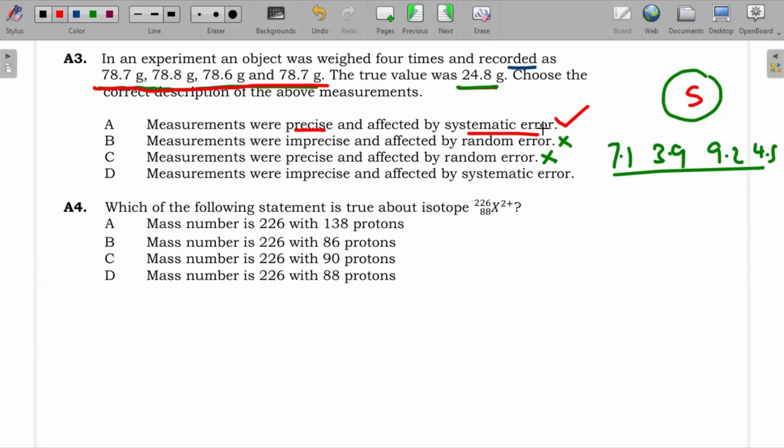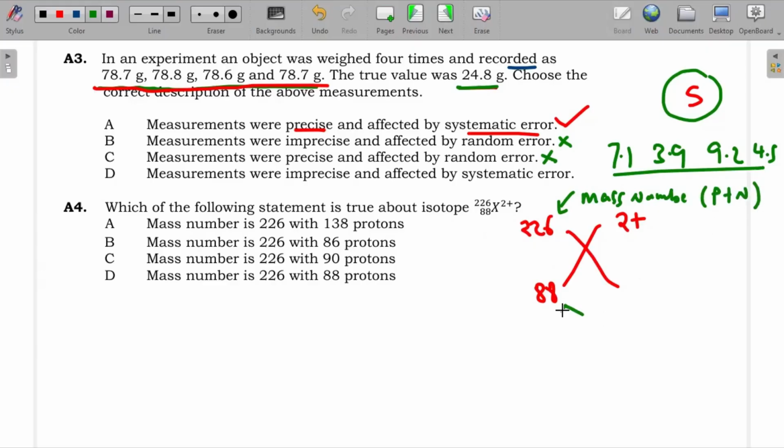Question 4. Which of the following statements is true about this isotope? Now that representation is called a nuclide representation. So we have this element which has a charge of +2. Then I have 88 down, and then I have 226. So the bigger number here is always what you call the mass number. And the mass number is a combination of the protons plus the neutrons. And then the smaller number is the proton number, or what we call the atomic number.